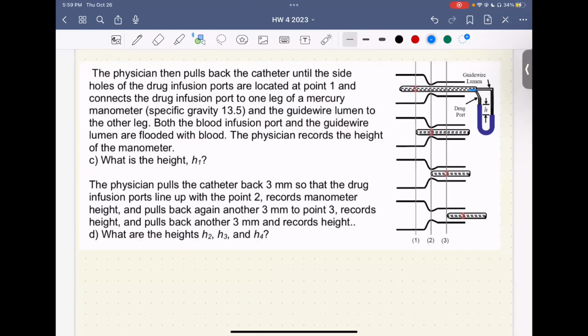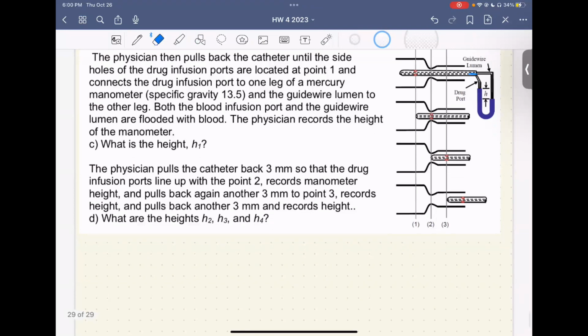All right, now let's start with part C and part D. So we have the physician pulling back the catheter until the side holes of the drug infusion ports are located at point 1. And it connects the drug infusion port to one leg of a mercury manometer. Okay, and we're given the specific gravity, 13.5, and the guide wire lumen to the other leg. And both the blood infusion port and the guide wire lumen are flooded with blood. Then we have a height of the manometer, H1. And the question is asking, what is H1?